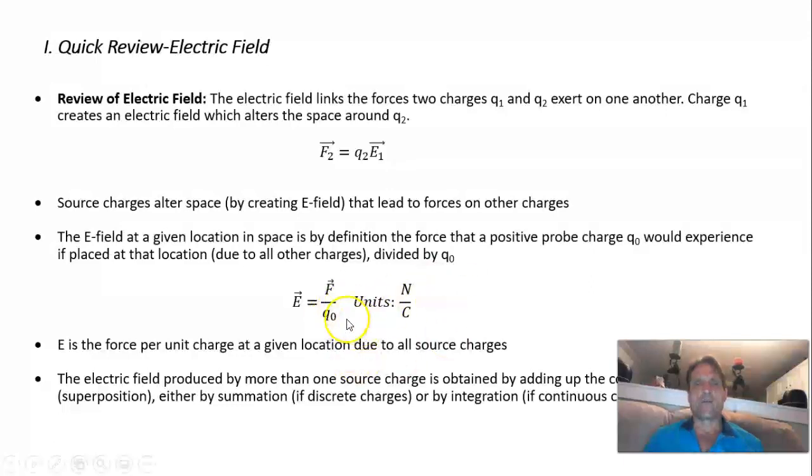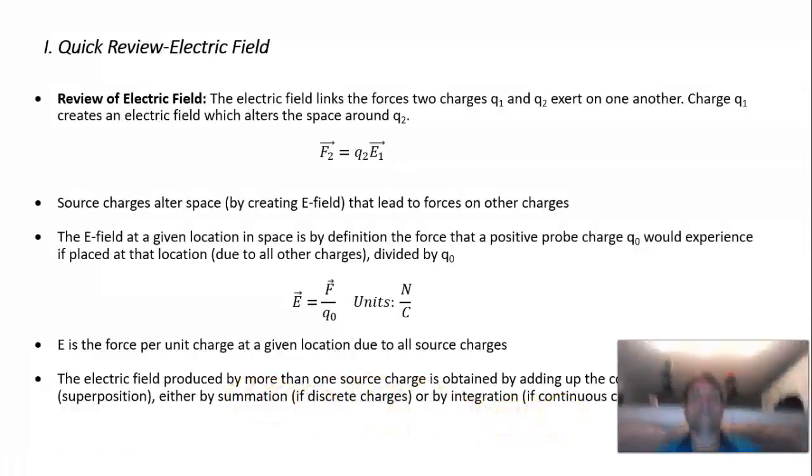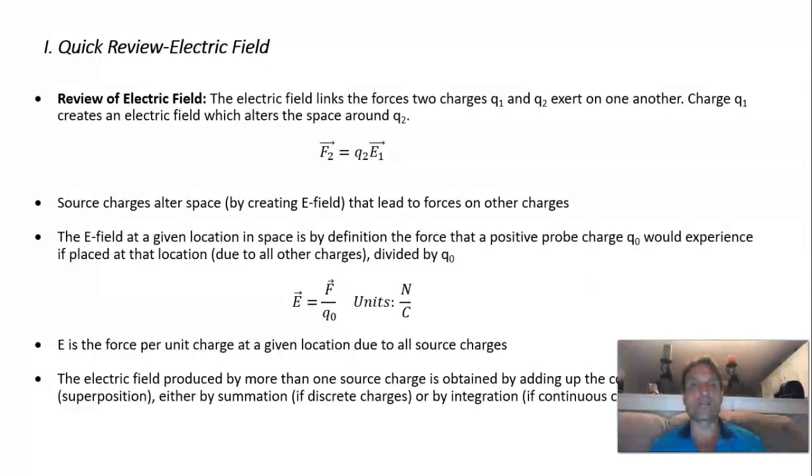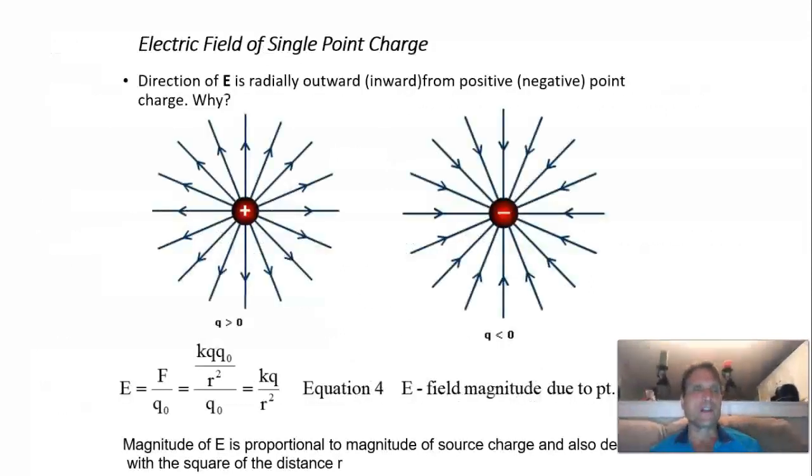And so if there's more than one source charge, we would add up all the contributions using the principle of superposition. And that means either by summing them up if the charges are discrete, or by integrating if we have a continuous charge distribution. And we've done much of that in chapter 23. Here's an example that we went over.